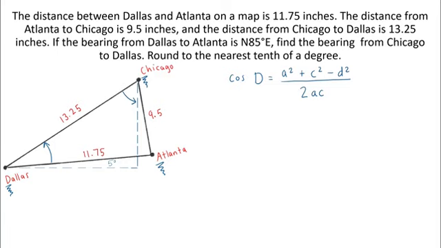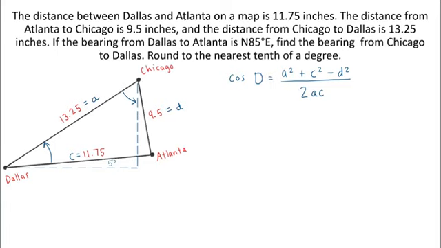Well, that means that the side opposite angle Chicago will be side C, so C will be 11.75. And we know that the side opposite angle Atlanta would be side A, that'll be 13.25, and then the side opposite angle Dallas will be side D, and that will be 9.5.